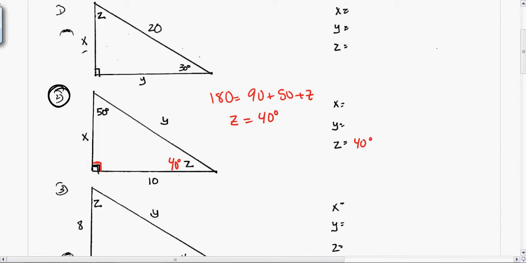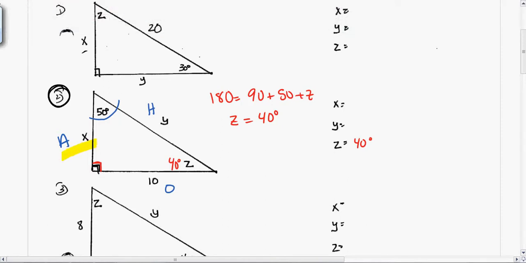I want to pick one of those angles to help me find the sides. And I think I'll use the original angle, the one that they gave me, the 50 degrees. So I'm going to mark that with an arc. And then I'm going to label all three sides as being hypotenuse, opposite, or adjacent. I know where the hypotenuse is. That's the side across from the right angle. So Y is the hypotenuse. 10 is the side opposite the 50-degree angle, so 10 is the opposite side, and X is the adjacent side, the side that is next to the angle but isn't the hypotenuse.